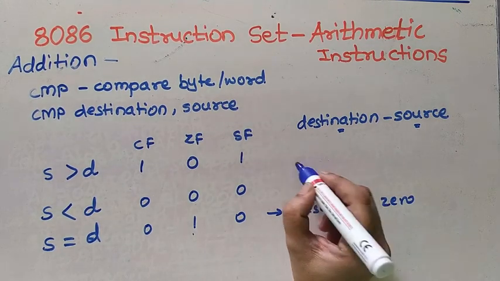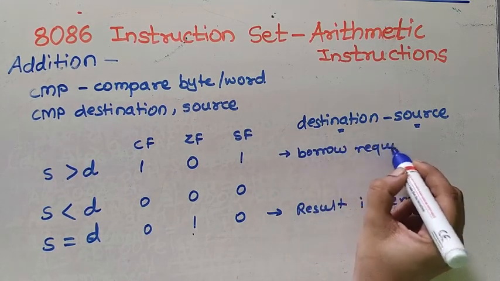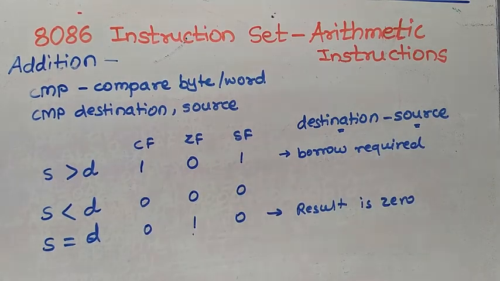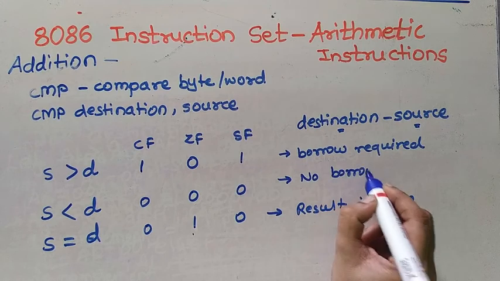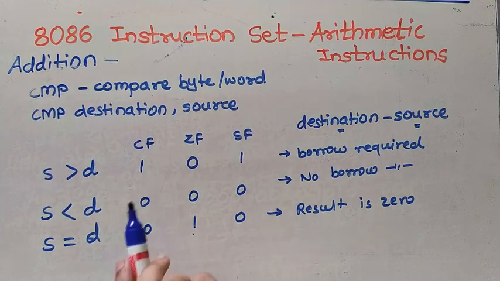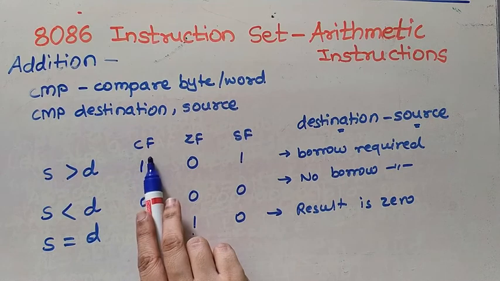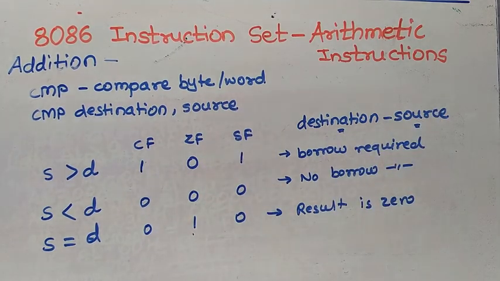Here borrow required, that's why carry flag is set, and here no borrow required. So in this way the contents of source and destination are compared and the result is reflected in the flags. Contents of destination and source will not change.